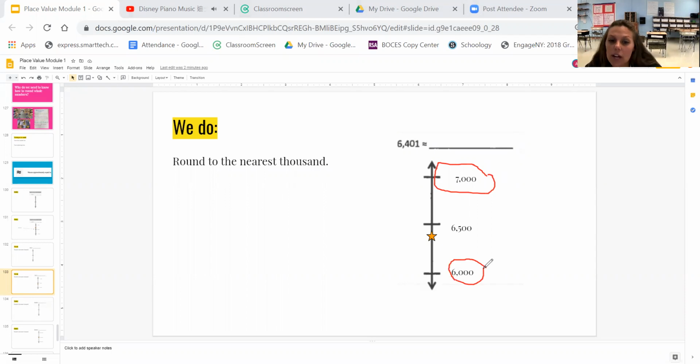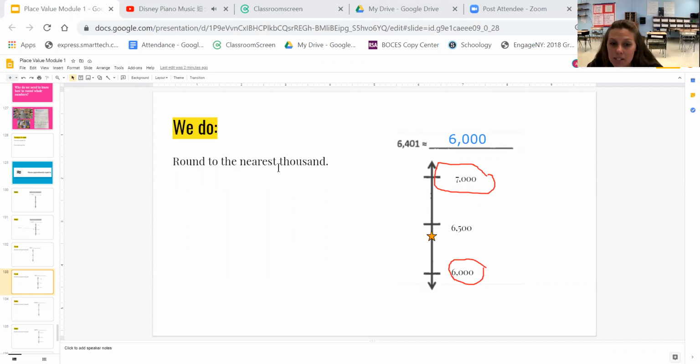So we need to take a look at our number line, our vertical number line, and see what it is closer to. Hopefully you see that it's closer to 6,000. So 6,401 is approximately 6,000.